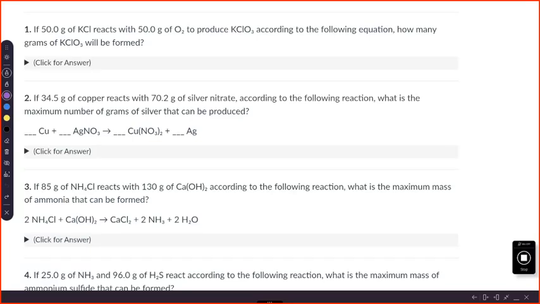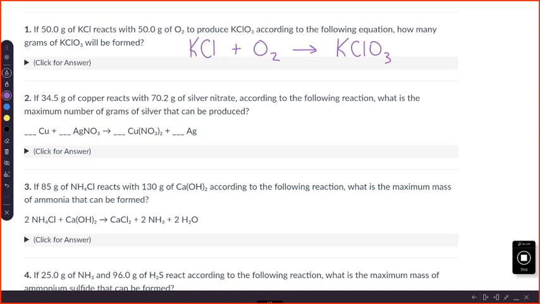Actually gave you the equation though, so let's go ahead and write that out. We've got KCl reacting with O2 to make KClO3. We need to balance this.